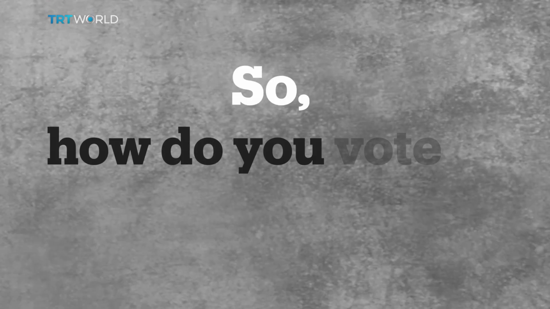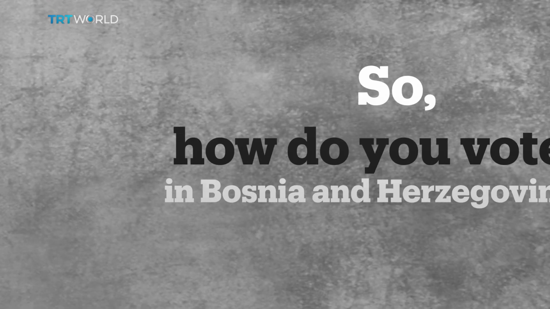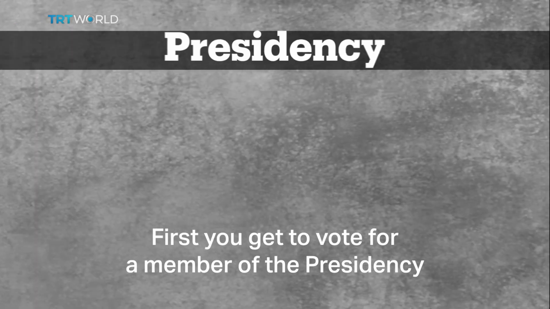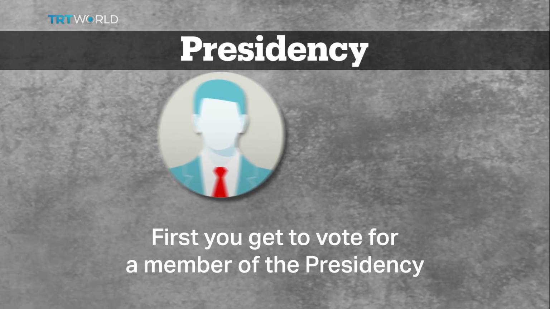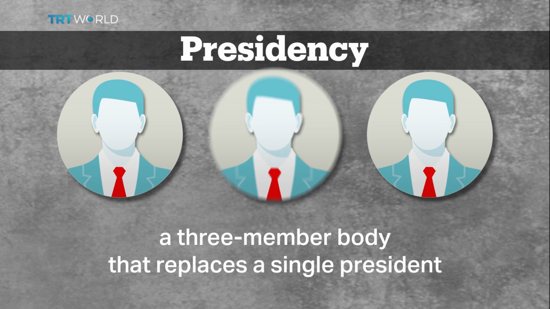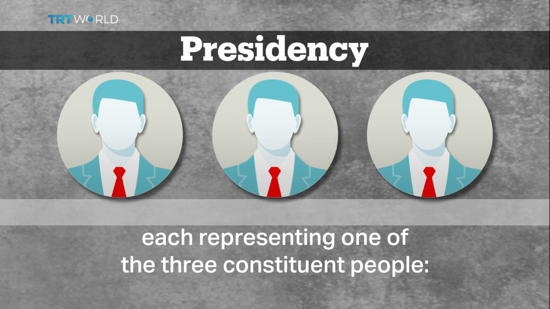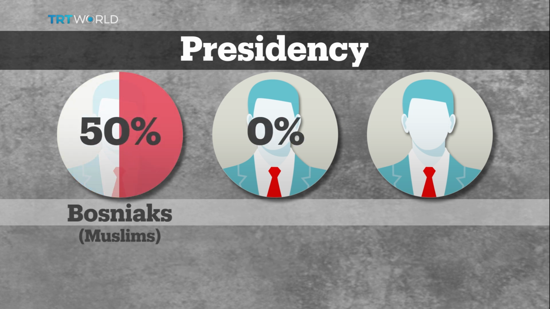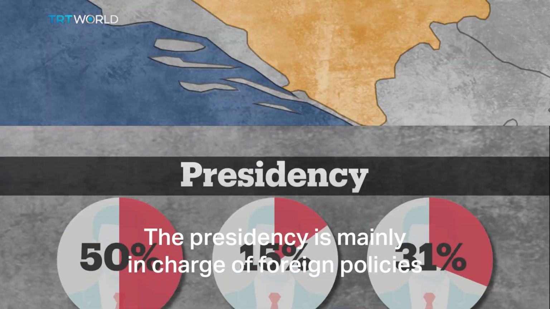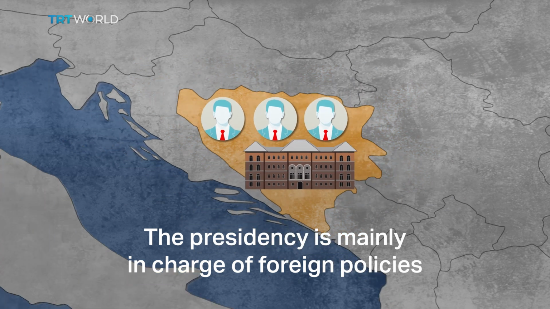So, how do you vote in Bosnia-Herzegovina? Let's break it down. First, you get to vote for a member of the presidency, a 3-member body that replaces a single president, each representing one of the 3 constituent people: Bosniaks, Croats, and Serbs. The presidency is mainly in charge of foreign policy.